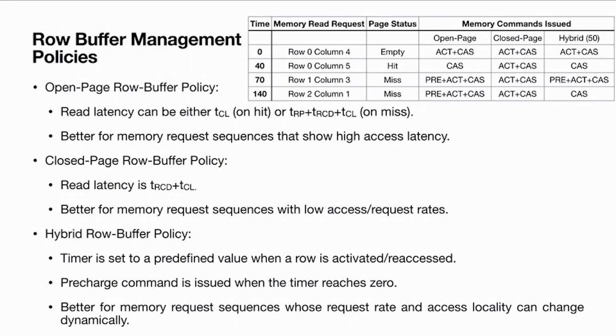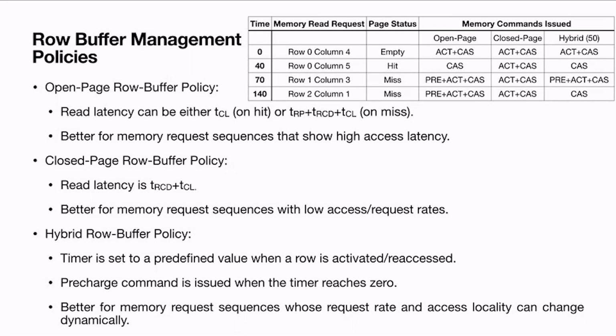But in the case of hybrid, we set the timer as 50. At cycle 0, we brought the row 0 page and put it into the sense amplifier by giving the act command. Now this data is going to be available for the next 50 cycles, that is the threshold we gave. But at 40 itself, we received a request for the same row. That means I reset the counter back to 50 again. So from 40 for another 50, up to cycle 90, the row is going to be there. But at 70, there is a request for a different row.